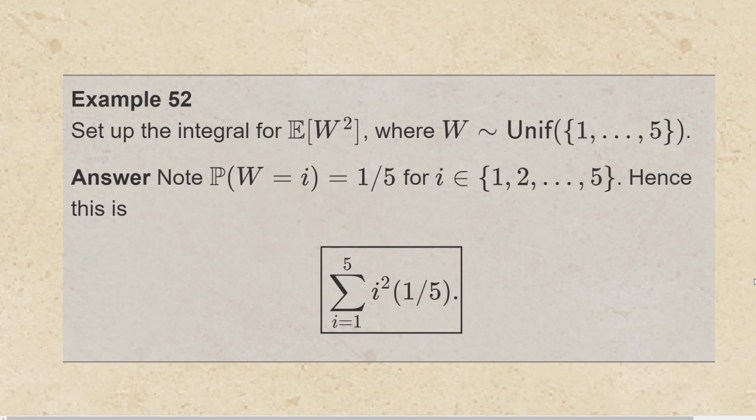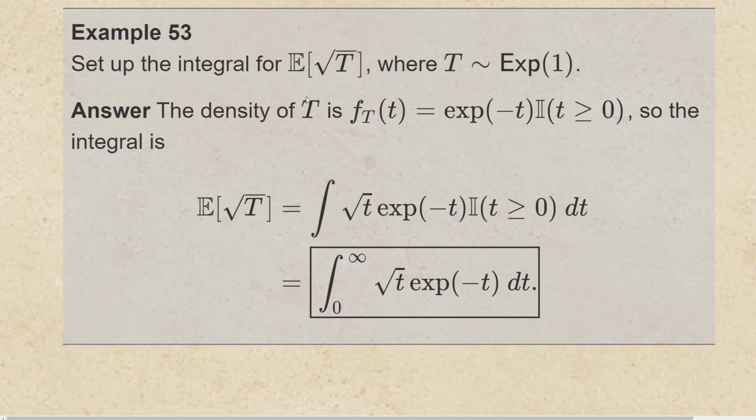Now for a discrete example. Suppose I want to set up the integral for the mean of W squared, where W is uniform over the set 1 through 5. Now because W is a discrete random variable, the quote-unquote integral becomes a sum. And we're just going to sum as i goes from 1 to 5 of i squared, because we're finding the expectation of W squared. And we're going to multiply it times the density, which is 1/5 for each of those numbers, for i going from 1 up to 5.